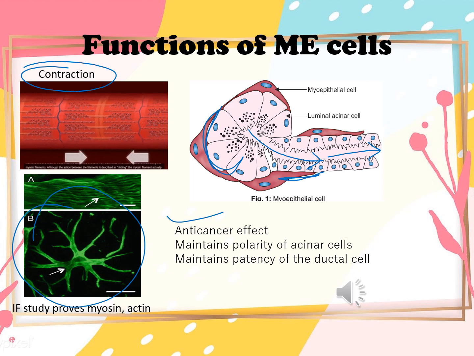Other functions also include that they help in maintaining the polarity of SNR cells. Some signals generated by the myoepithelial cells help the nucleus and organelles of the SNR cells to stay in their place. The last function which is known about the myoepithelial cell is that it helps in maintaining the patency of the ductal cells. The shape of the ductal cells or the duct is maintained because of myoepithelial cells.